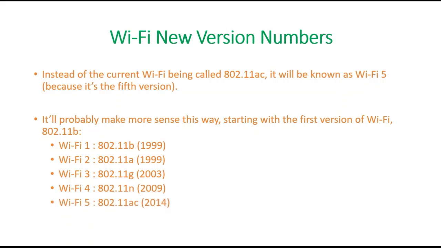Wi-Fi 5. The current ongoing version of Wi-Fi is called Wi-Fi 5. That is 802.11ac, which was published in the year 2014. And the upcoming version of Wi-Fi is called Wi-Fi 6. That is 802.11ax, which is going to be published in the year 2019. Okay, so these are some of the naming conventions.